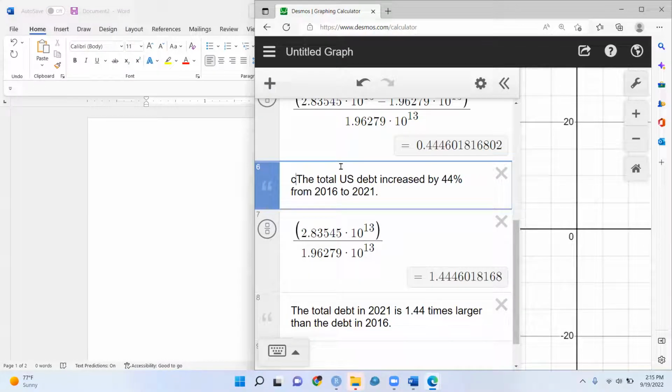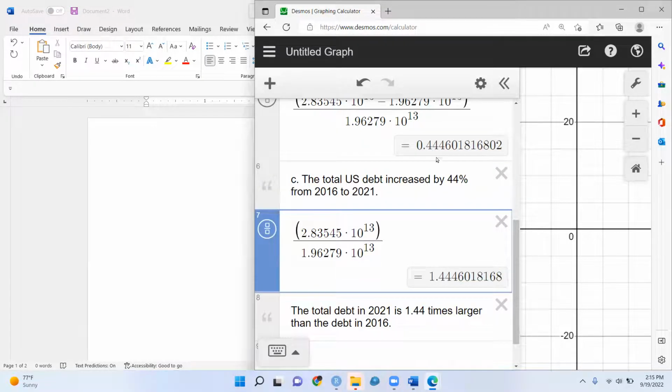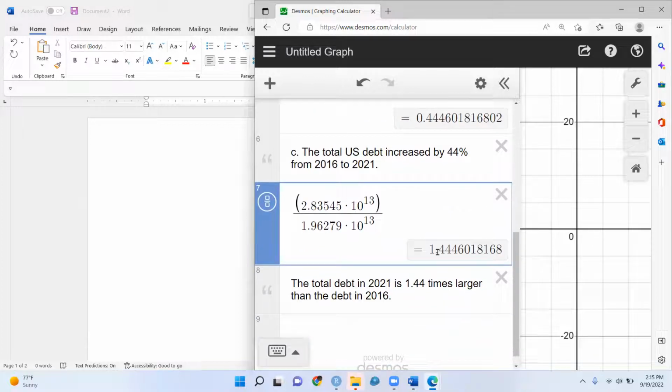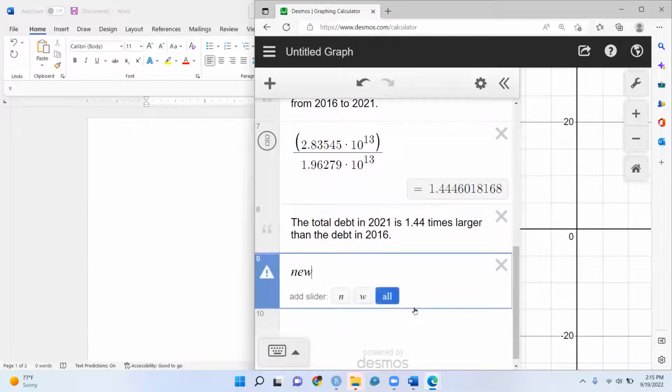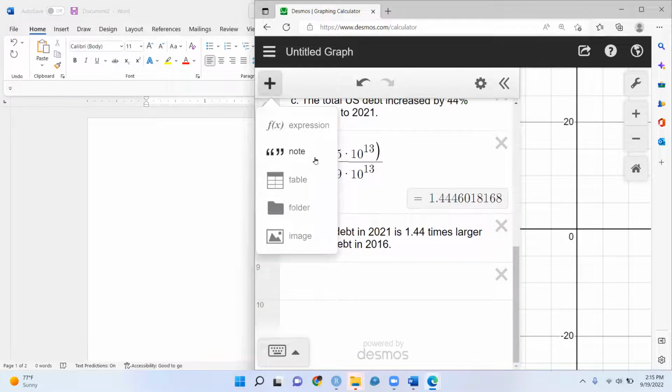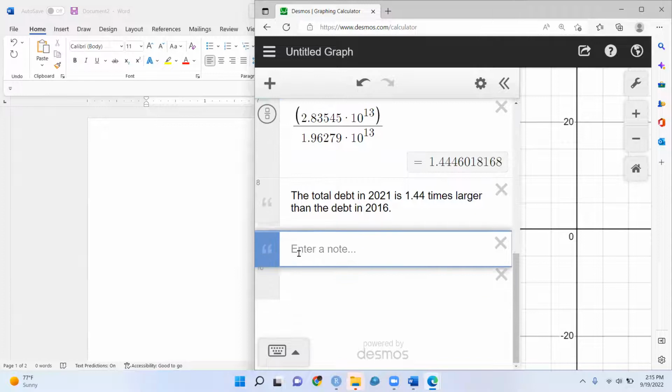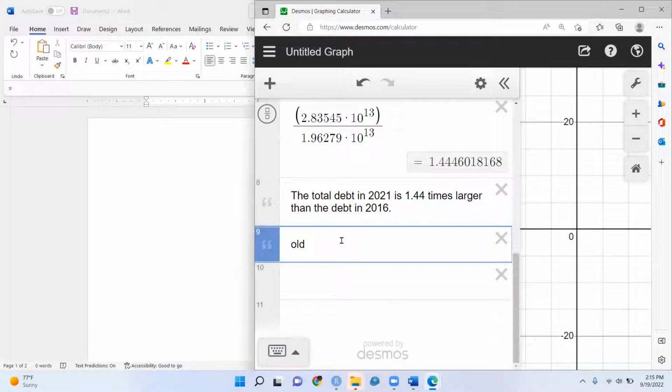So this is C's answer. Let me just label that. If you were to do that, you're getting a useful number, and it is connected to the relative change formula. You're getting the number to multiply by to get the new one. So if you take the old debt, the 2016 debt, and multiply it times 1.4, you would get the 2021 debt.